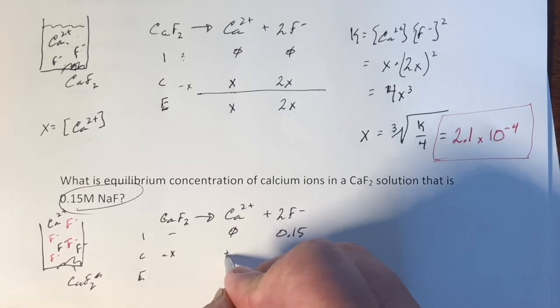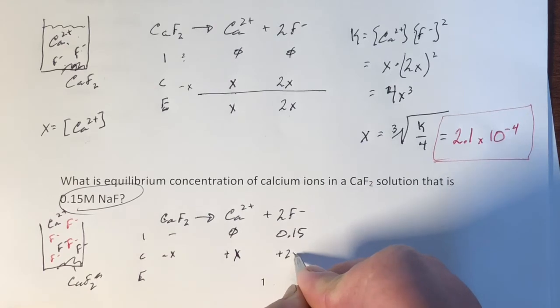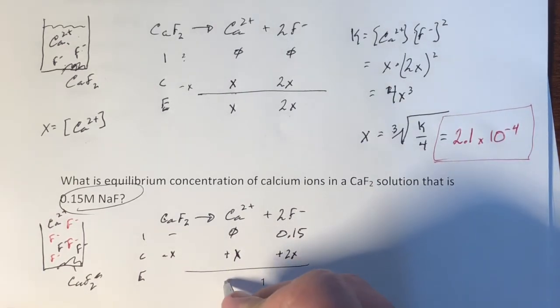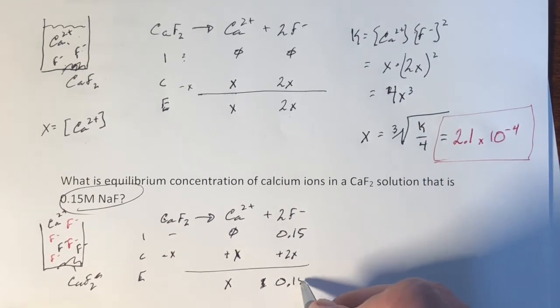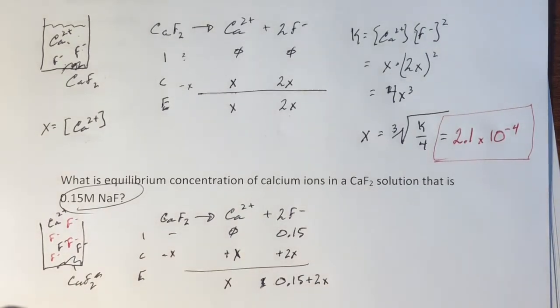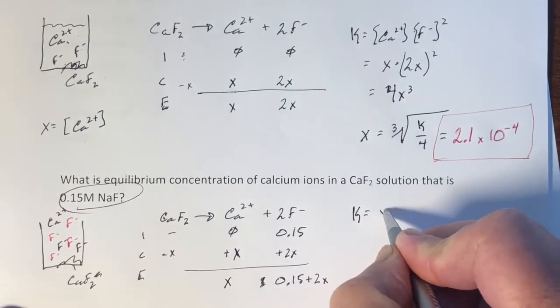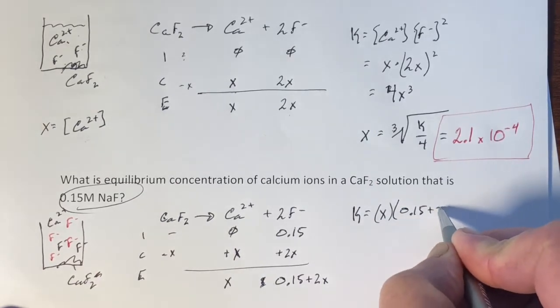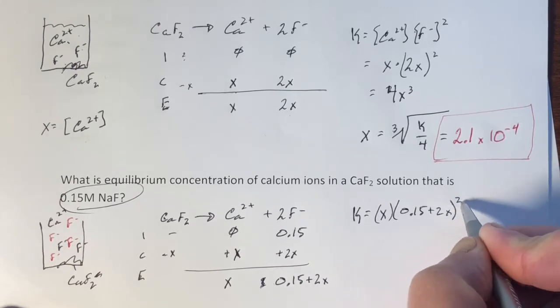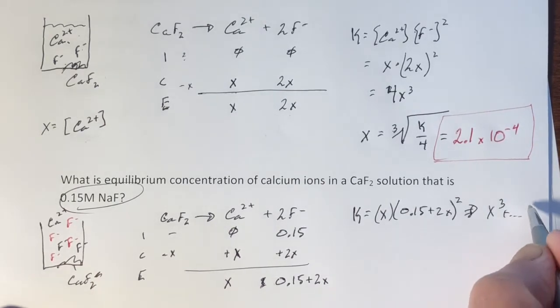That will increase my calcium by X and my fluoride by 2X. And so at equilibrium now, I have X calciums, and I have 0.15 plus 2X of the fluorides. Okay, if I wanted to solve this, I would have that my K equals X times 0.15 plus 2X quantity squared. That is going to lead me to some sort of a cubic polynomial, and I don't want to do that.